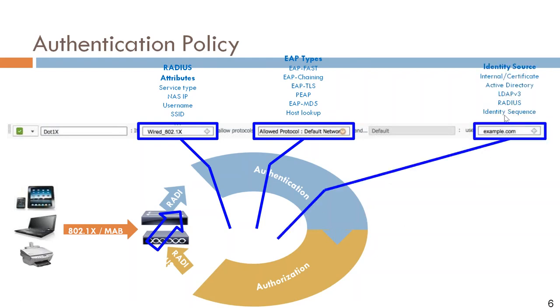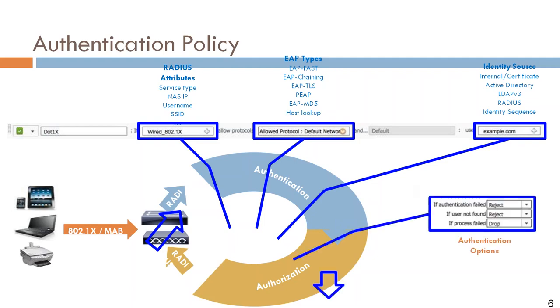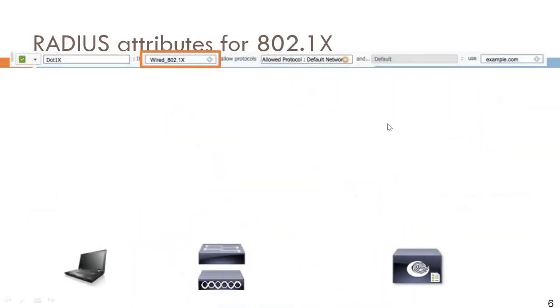Finally, where is your identity stored? Is it internal, or Active Directory, LDAP, RADIUS, identity sequence? All things will be matched inside the identity store once you are creating the authentication policy. Finally, at the bottom, you'll find what the action is. If authentication failed, reject. If user not found, reject. If process failed, drop. So these options we have. I'll show you all these options in upcoming slides.